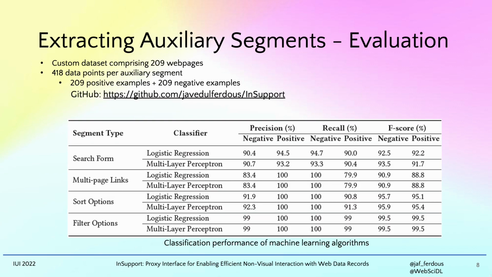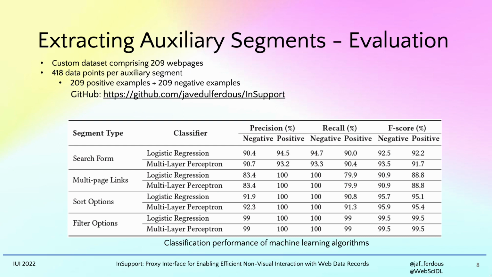To evaluate the machine learning model, we built a dataset for each of the four auxiliary segments from a common source of 209 manually annotated web pages. Since each web page contained one instance of each type of auxiliary segment, in total we had 209 positive examples per auxiliary segment type. We also randomly pick one negative data point per auxiliary segment type for each web page in order to have a balanced dataset having a total of 418 data points.